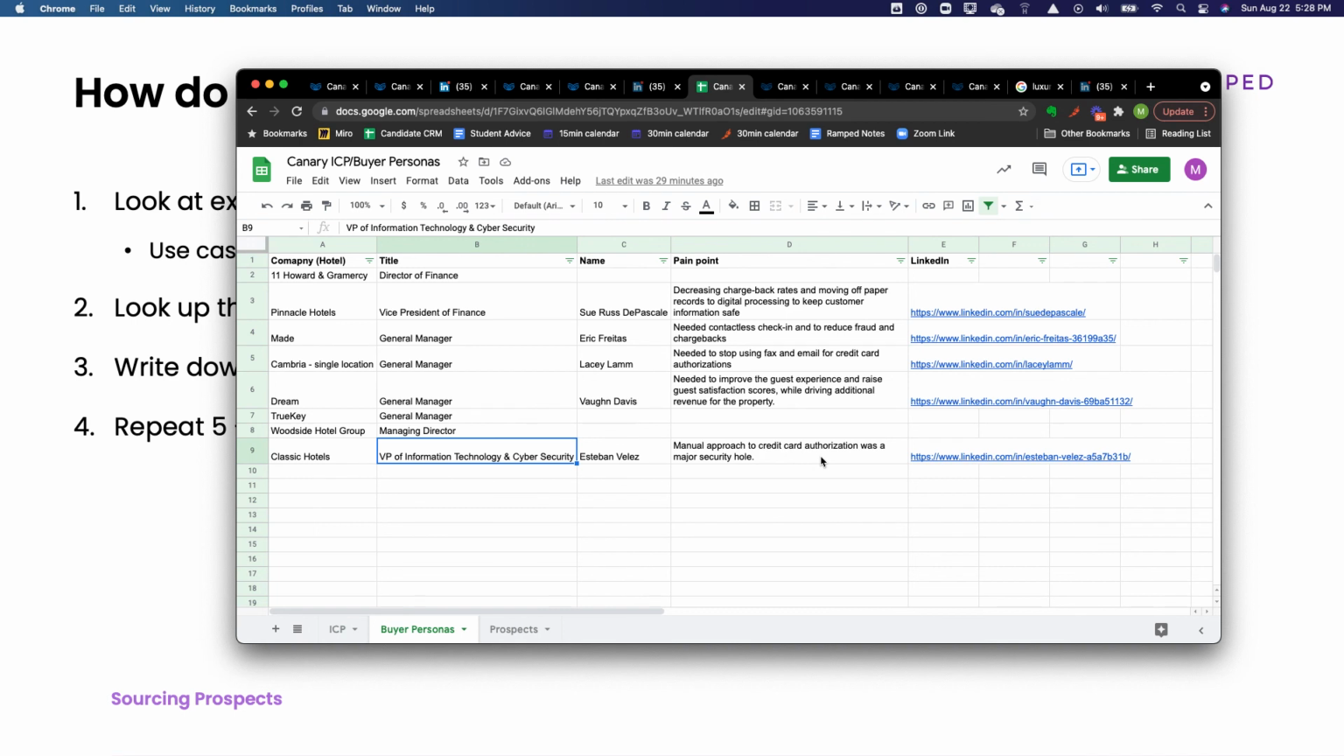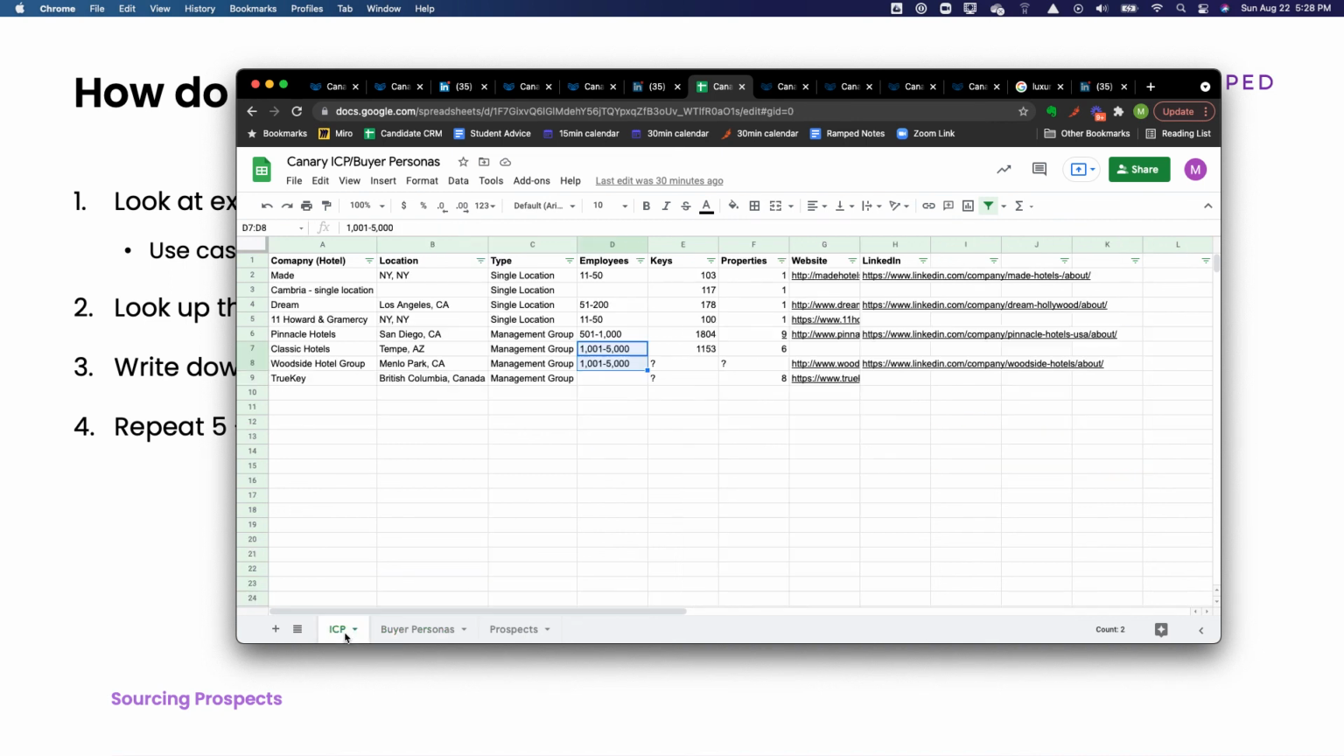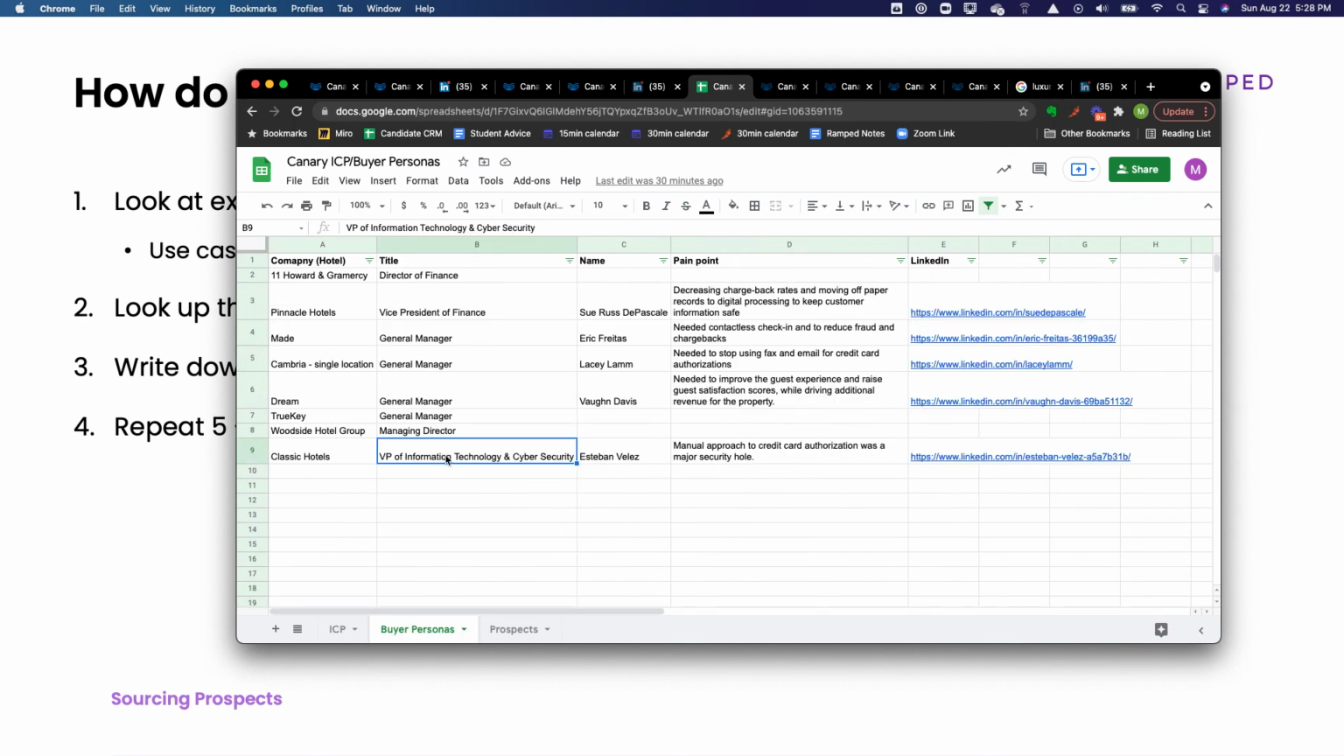So if I had to sum it up, I would say that we're looking for the top level leaders at any given hotel. So director of finance is a good title for us. General manager is a good title. And I'm curious about this VP of IT or cybersecurity. That's an interesting title too. We might not find that in many boutique hotels, but maybe some of these larger management groups, right? Classic Hotels has over 1,000 employees there, maybe up to 5,000. It's a management group. That might be a good persona for us to go after too.